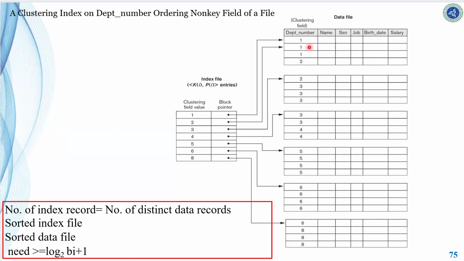Here the block pointer from this field is pointing to this block, and again the block pointer of field value 2 will also be pointing to the same block, because this block contains both department number 1 as well as 2.